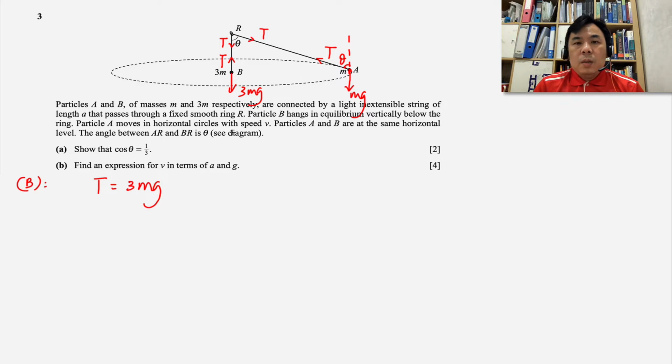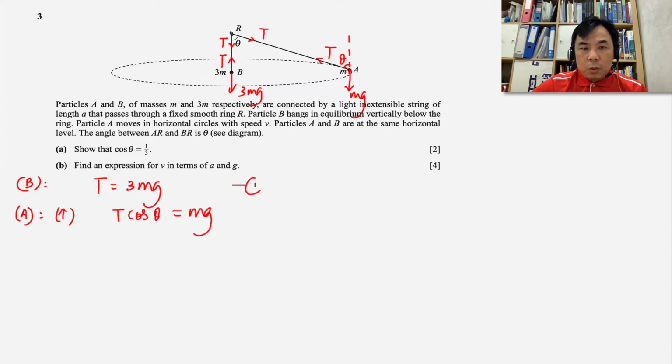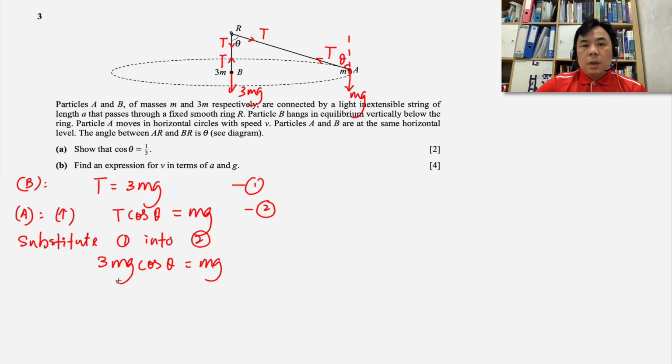That's the first. Then the second one, by considering the forces acting on A, we can resolve the forces vertically. That would give us T cosine theta must be the same as mg. And we know T is this, therefore we're going to substitute 1 into 2, and that will give us 3mg cosine theta is equal to mg. From here we can conclude that cos theta must be equal to 1/3. And then we have proven the first part, which is only 2 marks.